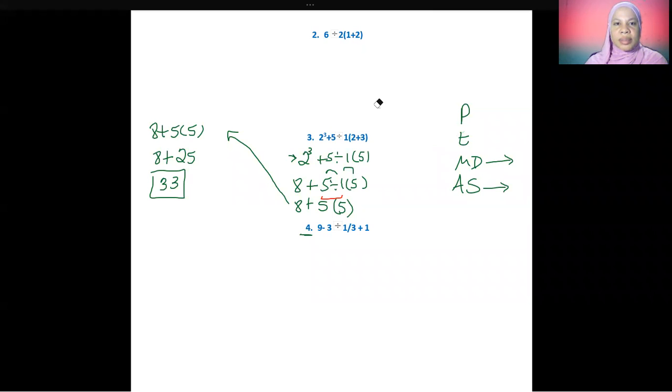So let's see. Do I have parentheses? No, I don't. No parentheses. Do I have exponents? No, no exponents. Do I have multiplication or division? Yes, I have a couple of things going on in this problem. Now, let's look at it. This is division right here, and this can be a form of division also.